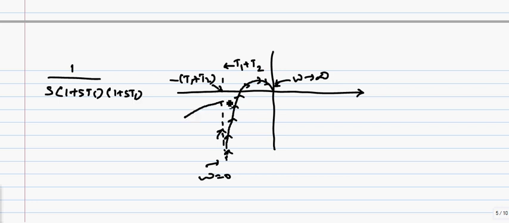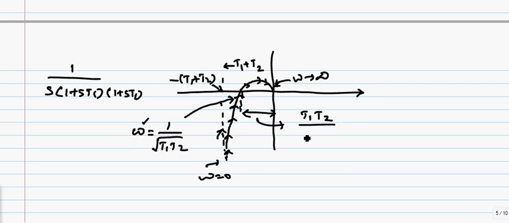And we would like to know what is the frequency at which this polar plot is crossing this minus 180 degrees. And if you look at this, omega is 1 over square root of t1 t2. If you look at the magnitude at this point, the magnitude I am talking about, at which this polar plot is going to cross this 180 degrees, we know the frequency of that, and if you substitute that back in the equation, we'll know the magnitude of this. And this magnitude will be t1 t2 over t1 plus t2, okay.